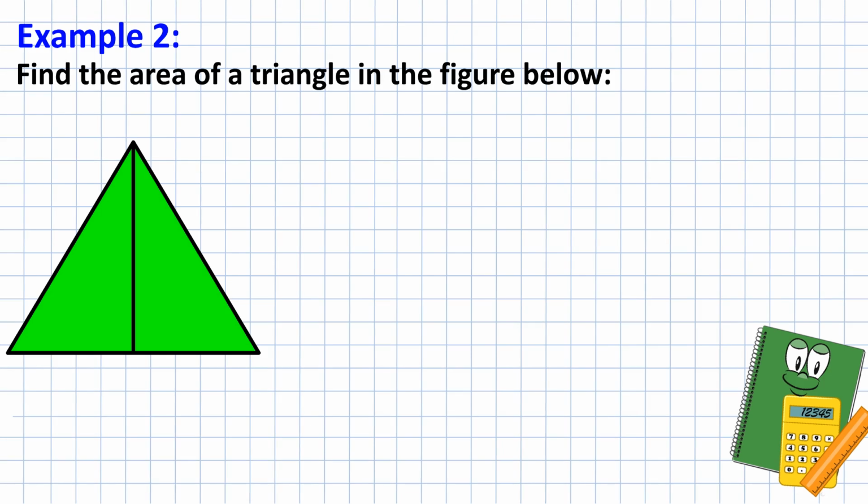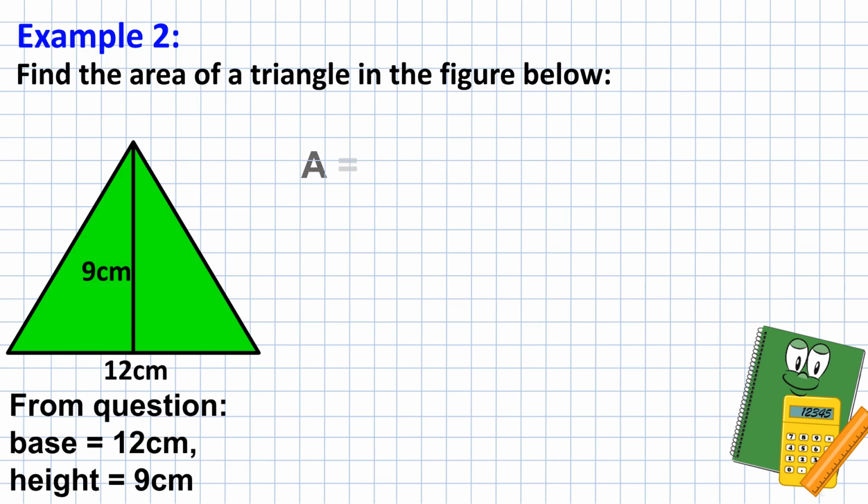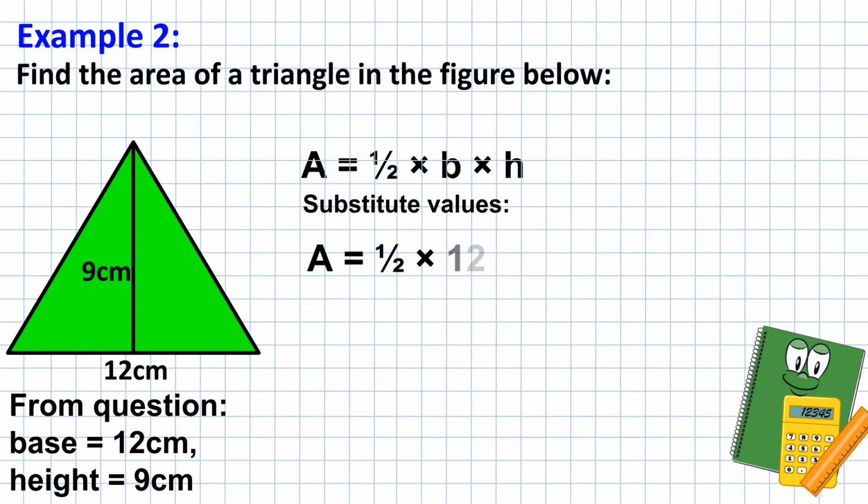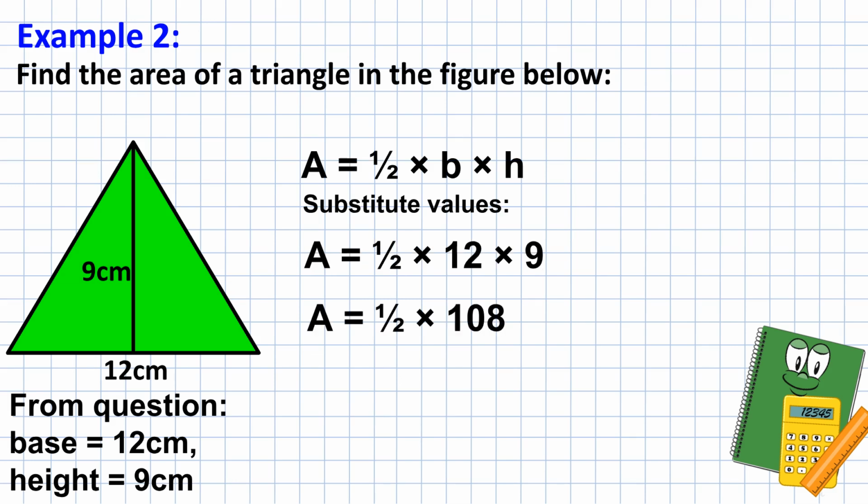Let's try a second example. Find the area of the triangle shown with a base of 12 centimeters and a height of 9 centimeters. Using the formula A equals 1/2 times B times H, we substitute our values. A equals 1/2 times 12 times 9. This simplifies to A equals 1/2 times 108. Calculating 1/2 of 108 gives us an area of 54 square centimeters.